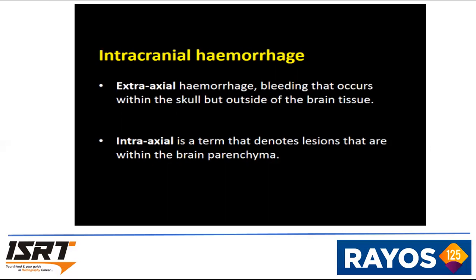So once again, I repeat, intracranial hemorrhage is of two types, intraaxial and extraaxial. Extraaxial means the bleed is inside the skull, but it is outside the brain matter or brain parenchyma. And intraaxial means it is well inside the brain tissue. That is the two types of intracranial hemorrhages.